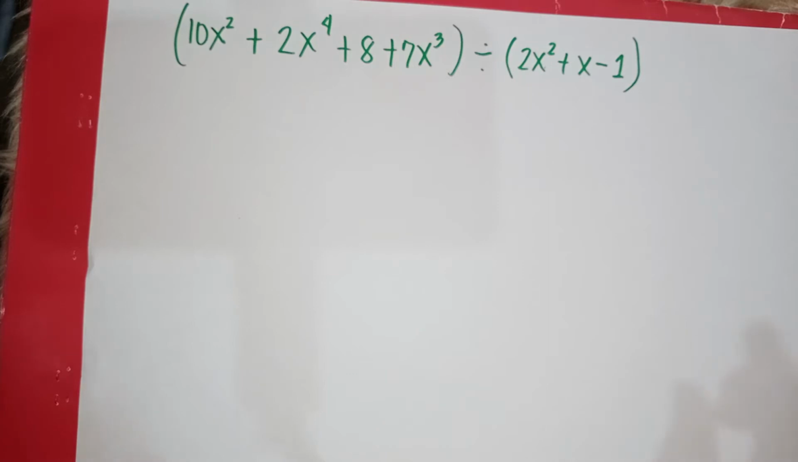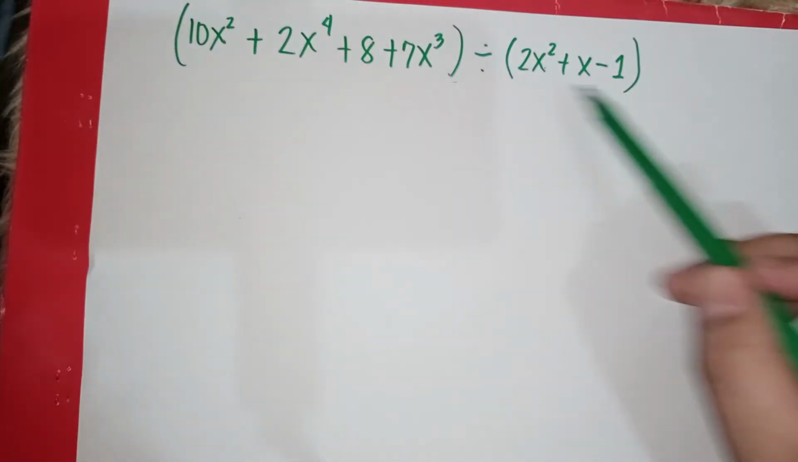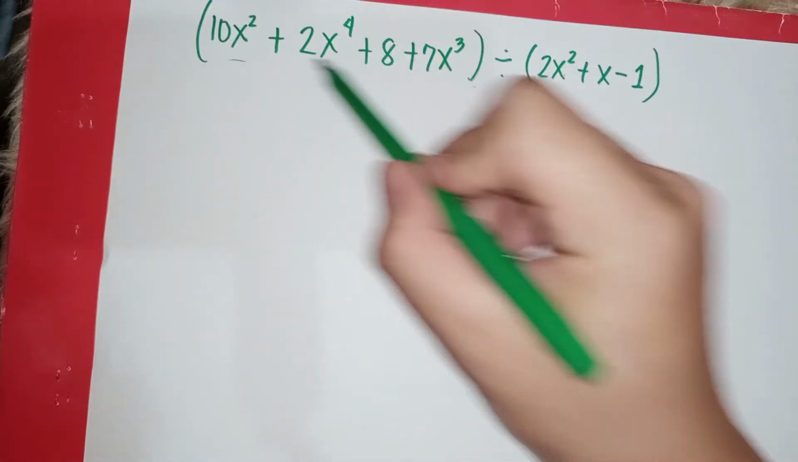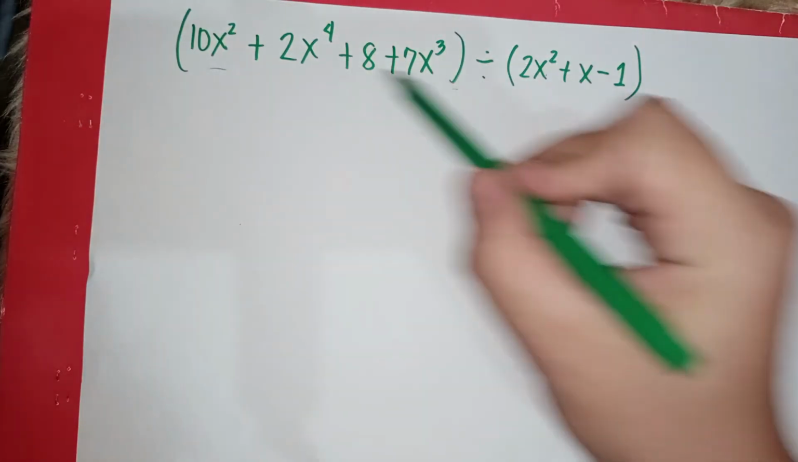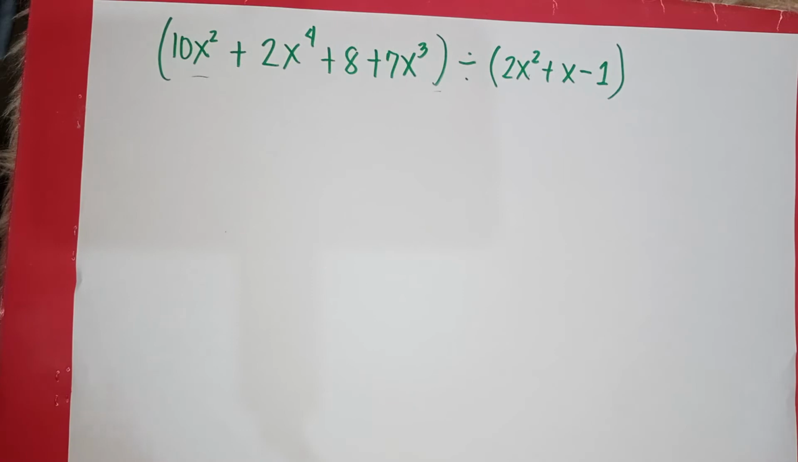The first thing you're going to do, always remember this, mga boss: when you divide a polynomial by a polynomial using long division, you have to arrange first the dividend and the divisor into standard form. So, dapat yung exponent ng inyong variable is naka-descending order. In your dividend, ano yung pinakamataas na exponent ng inyong variable? Tama mga boss, that is 4.